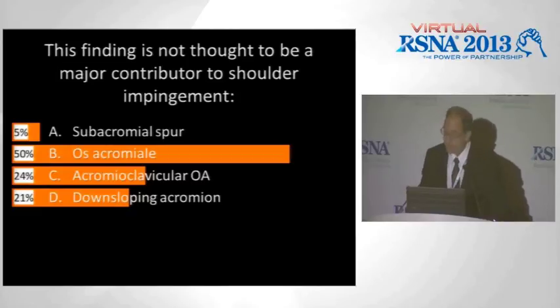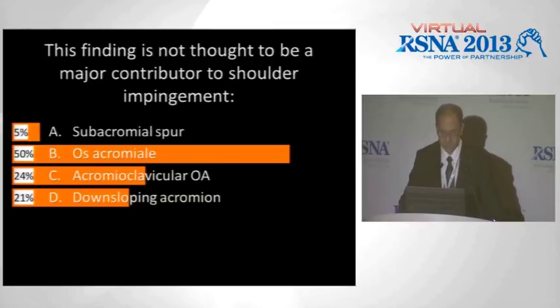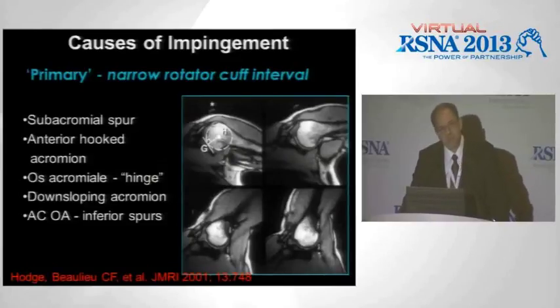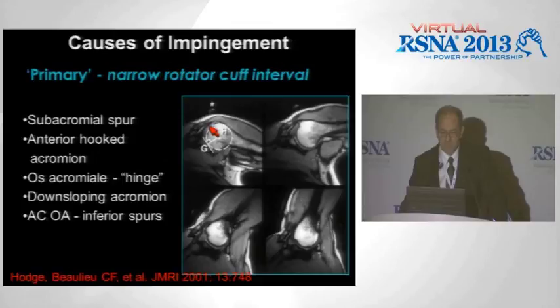All right. So os acromiale was picked number one, and we have a good mix there. Most people thought subacromial spur is associated with impingement, which is really good because that's probably the major contributor. So we'll talk a bit about impingement now, then we'll get to that question. And what we're talking about with impingement is really in two forms. We're talking about primary and secondary impingement.